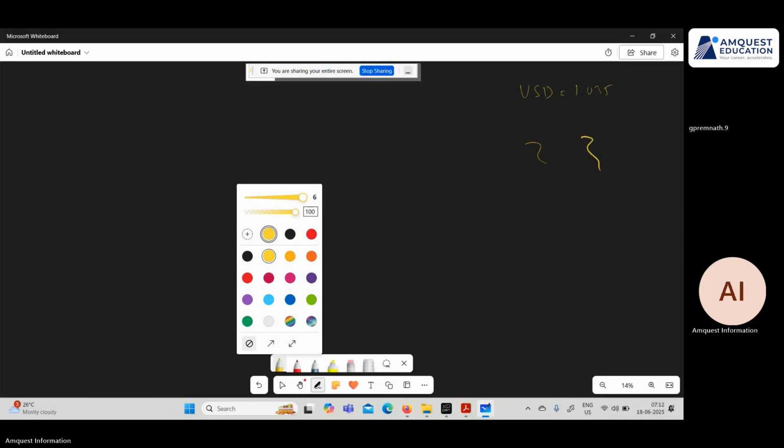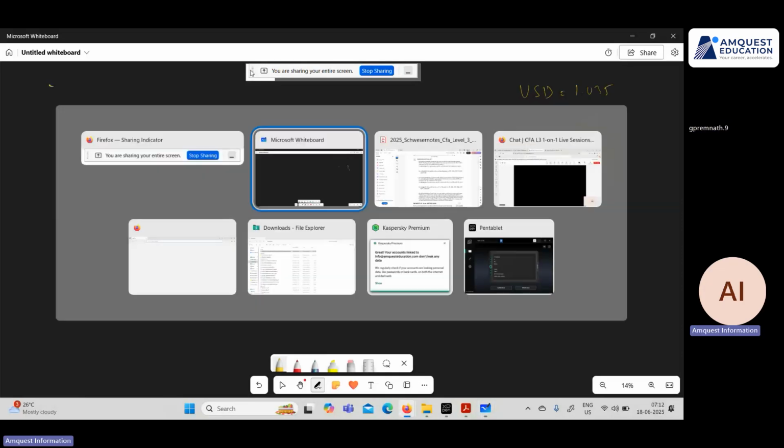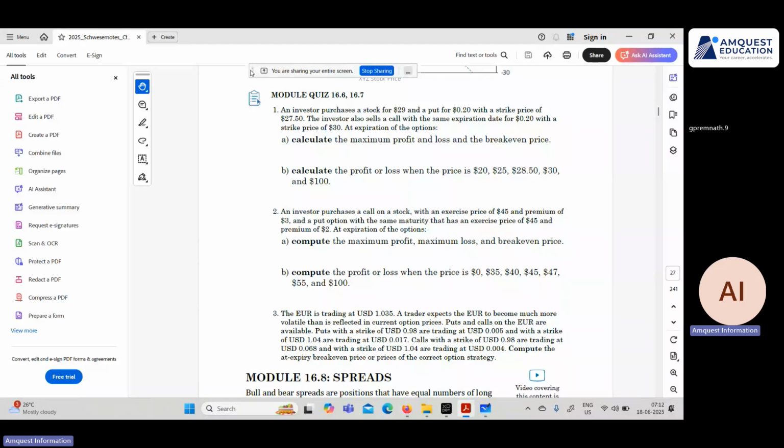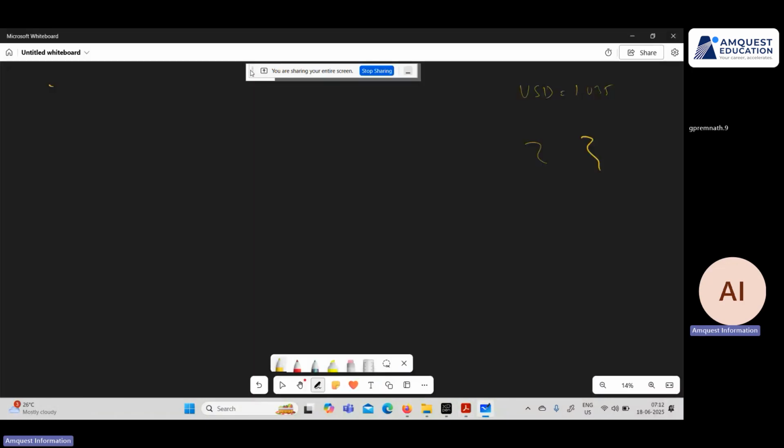This is better. Okay. And then it says euro to become much more volatile. So by this I know that the volatility is going to increase. Okay, so for volatility, what all do I have? I have straddle, but when the volatility is going to increase, I would long straddle.